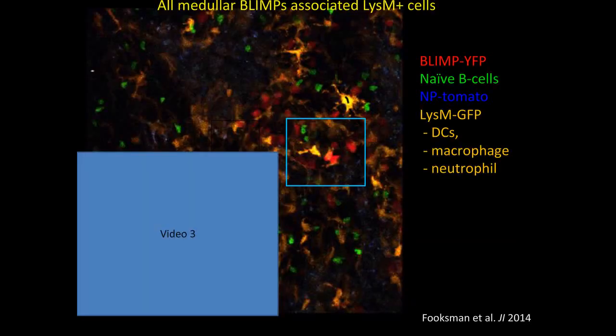Once these cells reach the medullary cords, they interact with myeloid cells and stromal cells. These interactions are thought to be critical for ASC differentiation and survival. We were interested in visualizing these cell-cell interactions using fluorescent reporters for various cell lineages. One such mouse that was particularly useful was the LysM or lysozyme M GFP mouse. In these mice, DCs, macrophages, and neutrophils are fluorescently labeled in GFP.